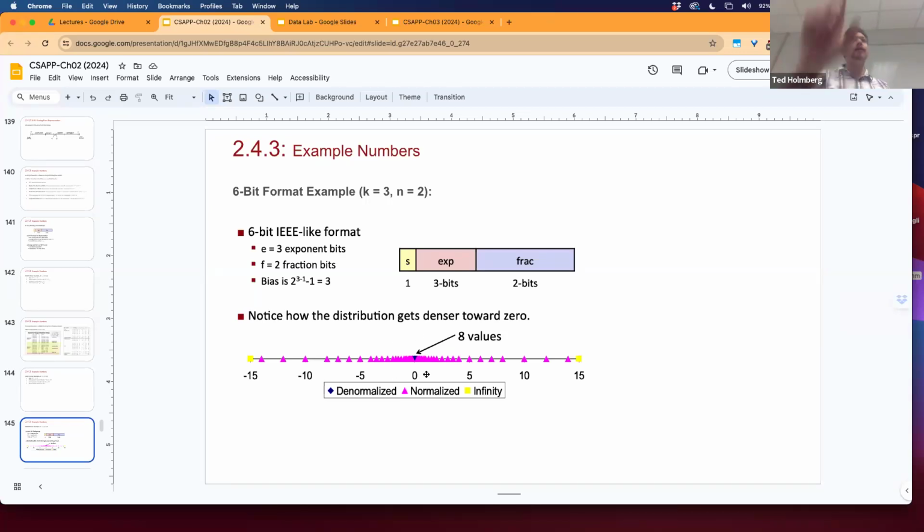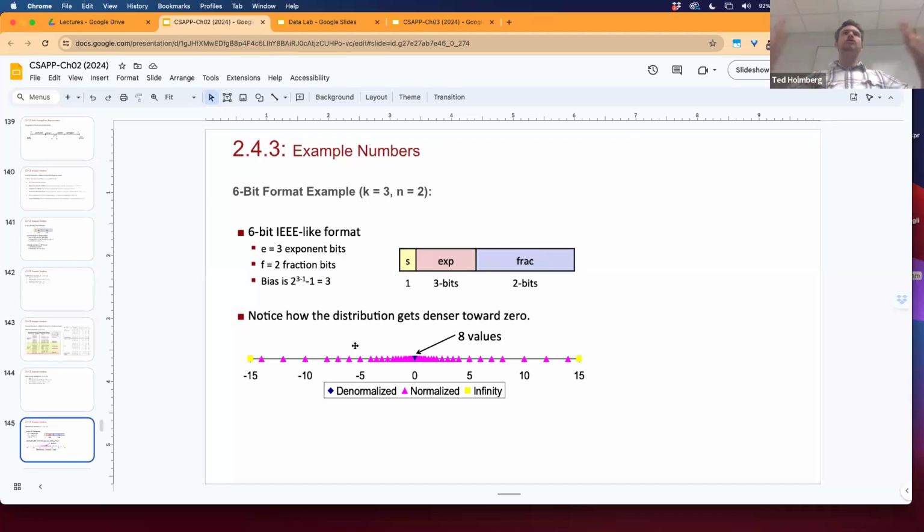Our denormalized values, as we already saw, when we only have 3 bits to encode, is going to be 8 denormalized values. That makes sense, right? That's the number of combinations you can have for 3 bits when your 3 exponent bits are zeros. So we'll have 8 values there. And then the rest of the values are going to be normalized.